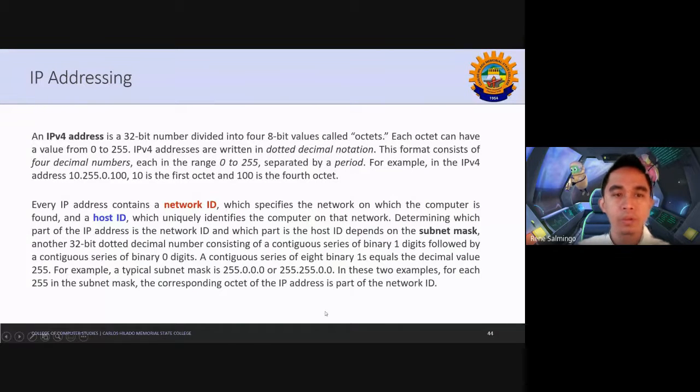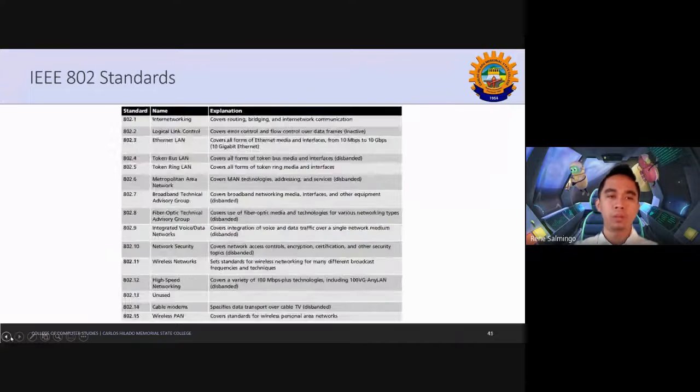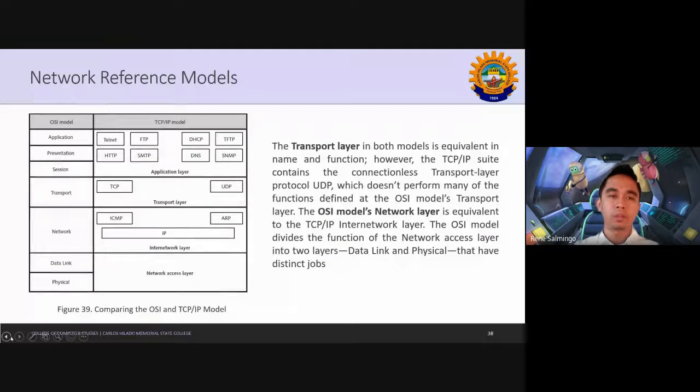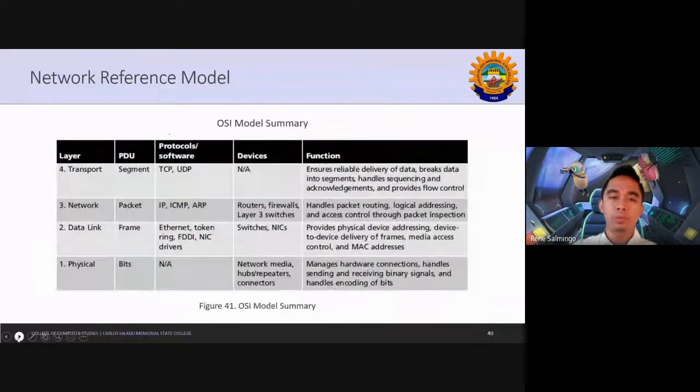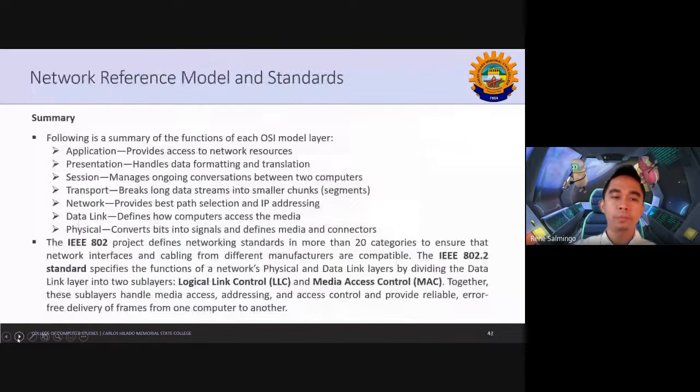Okay, so we will start now our topic on IP addressing. So what is an IP? IP is an Internet Protocol. It came from your TCP/IP term. So TCP, we have this term, Transport Control Protocol, and we were able to discuss it last time.